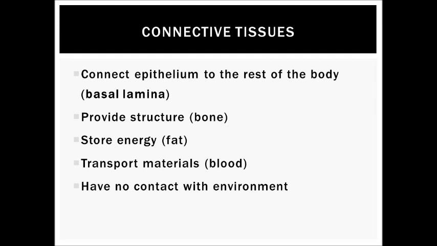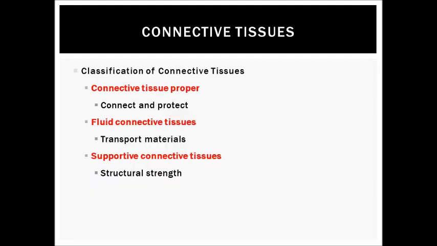Okay, now let's move to the second basic tissue, which is the connective tissue. Let's look at some of the main functions. Connective tissue is important to connect the epithelial tissue to the rest of the body. It also gives structure to the human body, stores energy, and plays a role as a transporter. As compared to epithelial tissue, the connective tissue has no contact with the environment. I will explain connective tissues according to these three classifications: connective tissue proper, fluid connective tissue, and supportive connective tissue.